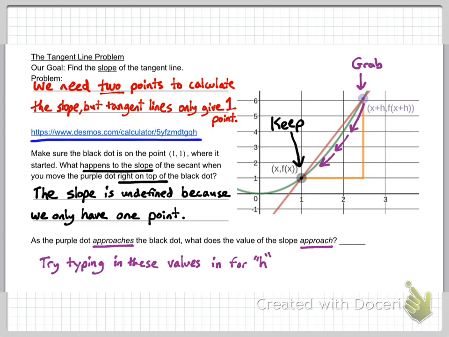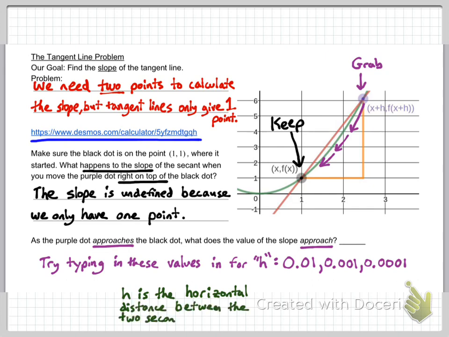values that are close to 0, because h is the horizontal distance between the dots, you should type in 0.01, 0.001, and 0.0001 to see how close you can get to 0 without actually typing in 0. So h, like I said, is the horizontal distance between the two secant points, between the purple dot and the black dot. And one last thing you should notice before you do this, well, I'll let you do this first and we'll observe something.